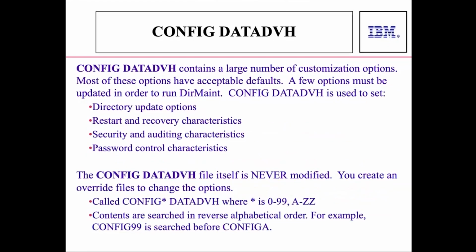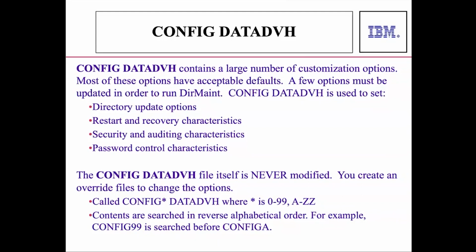So config DATADVH is the basic configuration file for DirMaint. It's kind of the master configuration file. And it's a pretty big file, with a pretty large number of customization options. DirMaint is very customizable, although most people don't do much customization to it. But it has a lot of things that could be customized for different situations. So you can see there directory update, restart, recovery, security and auditing characteristics. So if you are working with RACF with DirMaint, then you need to configure that, how you're controlling passwords and all that.